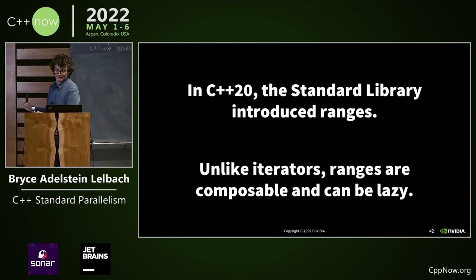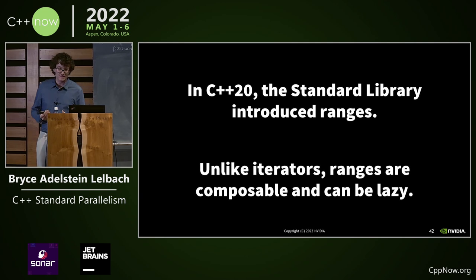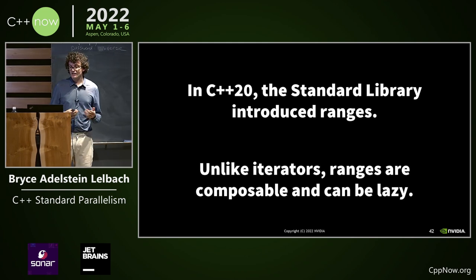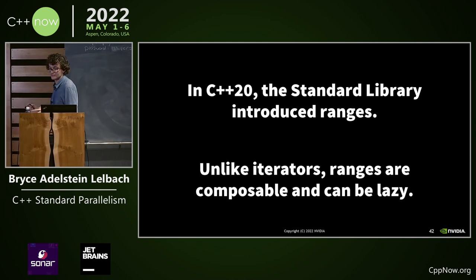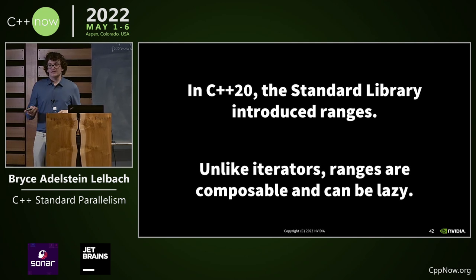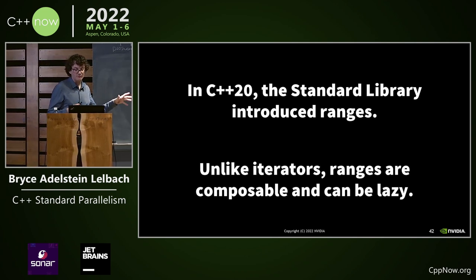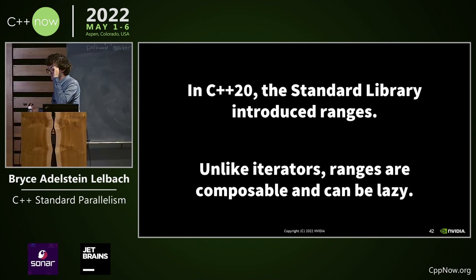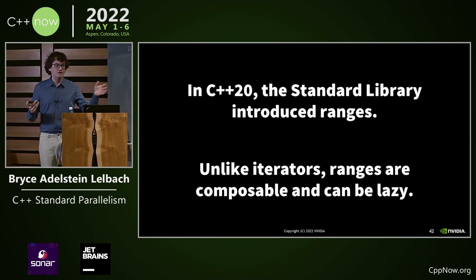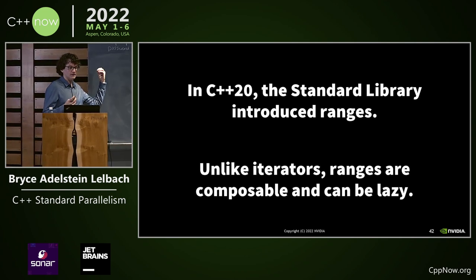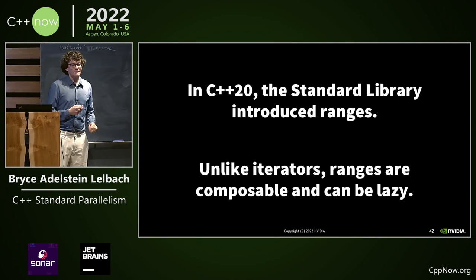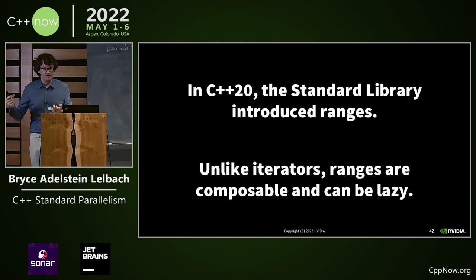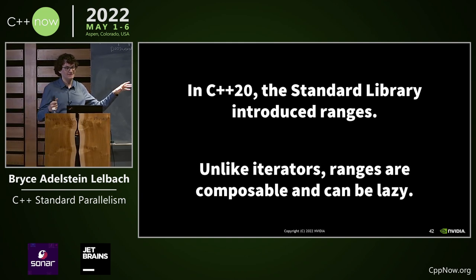In C++20, the standard library introduced ranges. Unlike iterators, ranges are composable. And ranges allow us to express a wide range of algorithms in terms of a few key primitives. And when used in conjunction, the C++20 ranges and the C++17 parallel algorithms are quite powerful. Now, unfortunately, the C++17 parallel algorithms, predating ranges, don't actually take ranges. But you can build up ranges and then get the begin and end iterator to them and put them into the C++17 parallel algorithms.